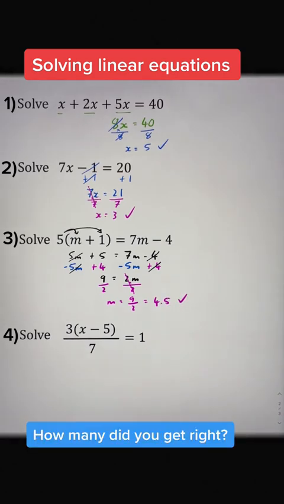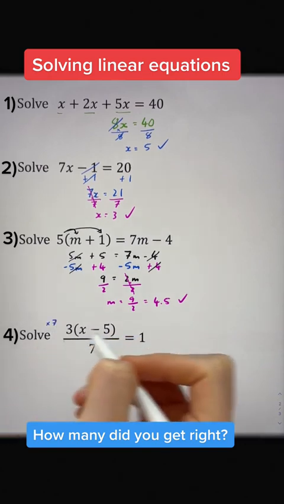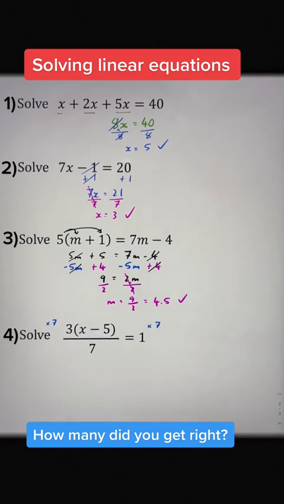For question 4, again I'm asked to solve. I want to work out the numerical value in this case for the letter x. As I've got 3 and in brackets x minus 5 divided by 7 equals 1, I can start by eliminating divide by 7 by doing the inverse, and that's to multiply both sides of the equation by 7. Times by 7 and divide by 7 are inverses.